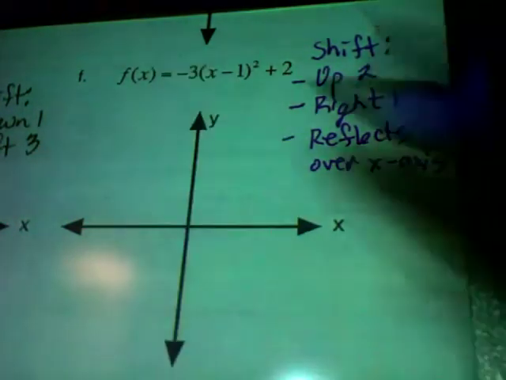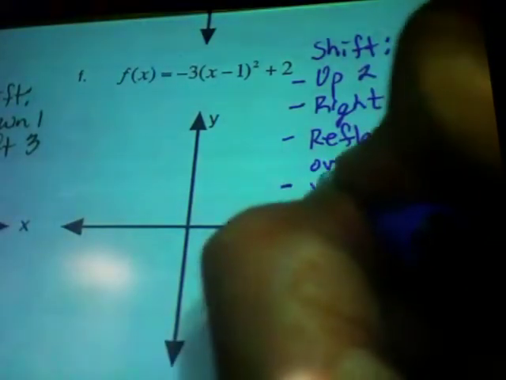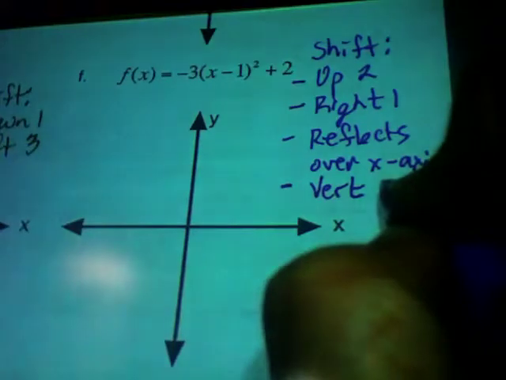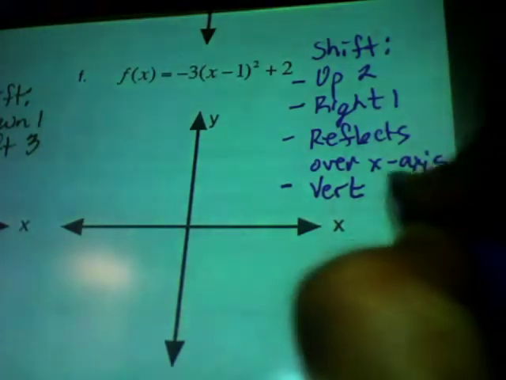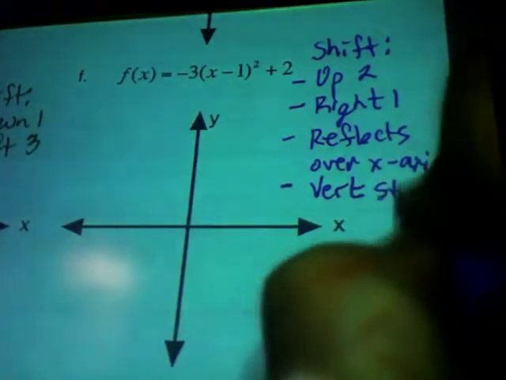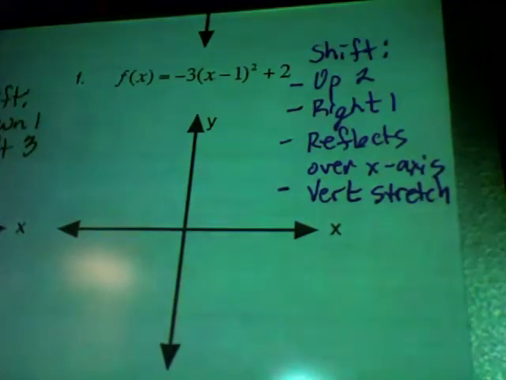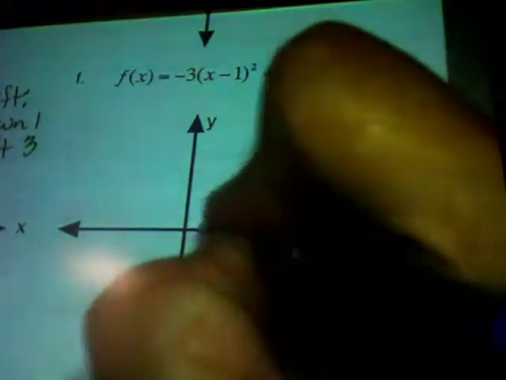And then what does the 3 do? Vertical stretch. Big is a stretch, small is a shrink. So this is a vertical stretch. So I anticipate that it will get closer to my axis of symmetry. I can't say y-axis this time because it's really our axis of symmetry because our vertex has moved. So let's put in some hash marks.